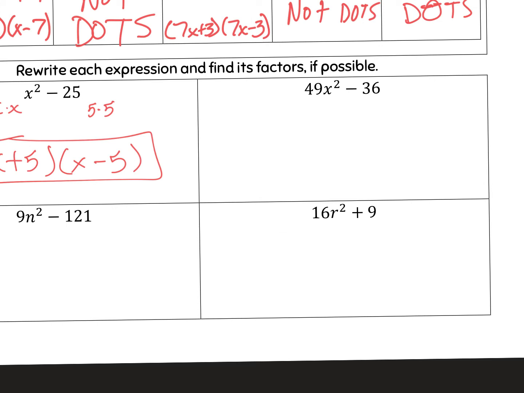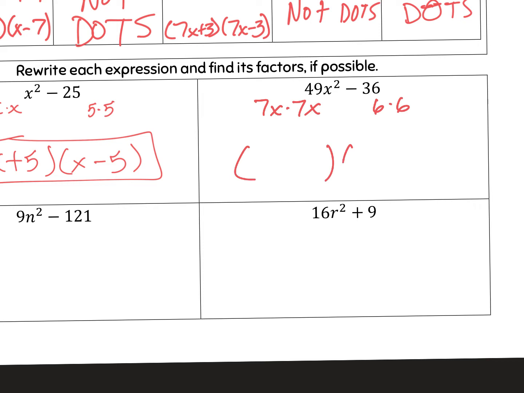So we need to check to see if this is a difference of two squares. Well, first of all, it's a difference, as there is a minus sign. We have two terms here. Then we need to check to see if both of them are perfect squares. What can I multiply times itself to get 49x squared? 7x times 7x gives me 49x squared. Then what about 36? 6 times 6. So both of them are perfect squares.